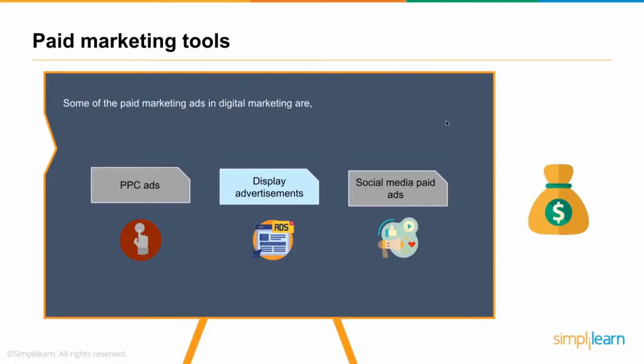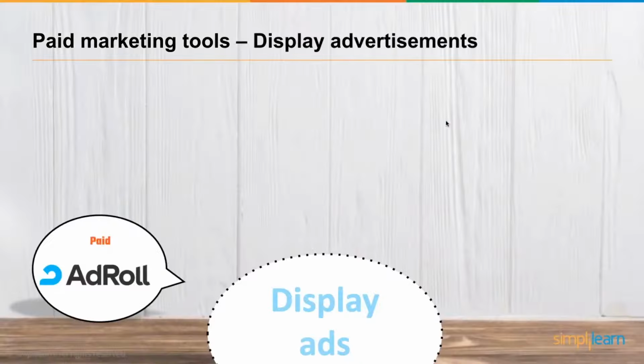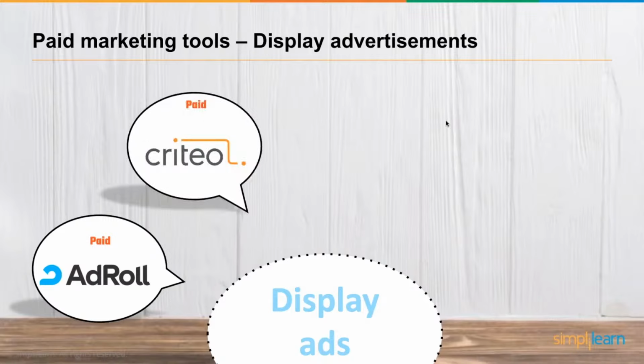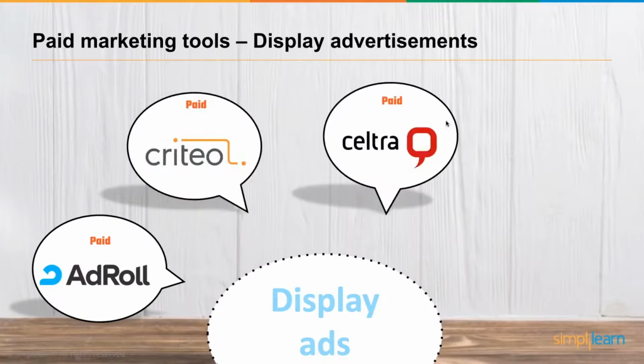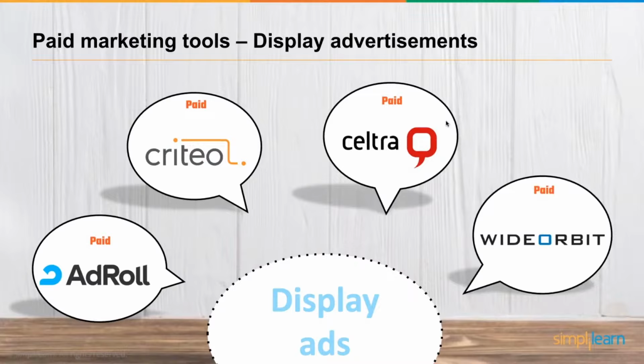Then you have display advertisements. You're across a different network, and there are different types of networks out there. For example, AdRoll, you have Criteo, Celtra is another paid tool you can use, and Wide Orbit. So these are some of the paid marketing tools you can leverage.